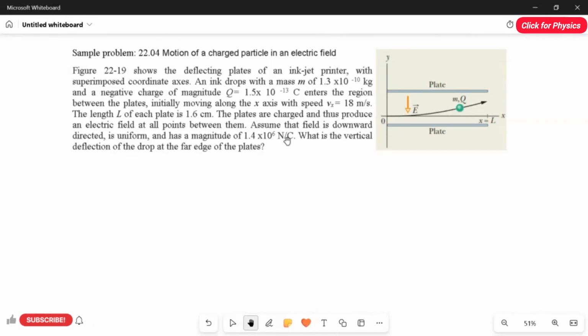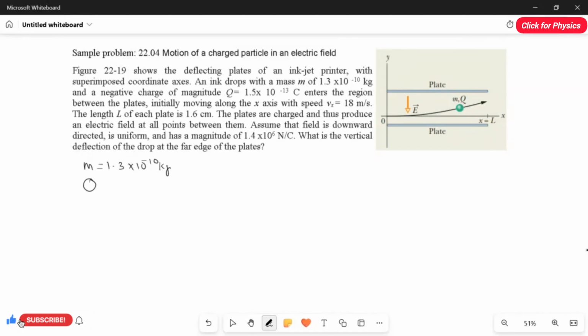Now, when the droplets travel between these plates, they will be deflected towards the edge of the plate. So we are going to find the deflection value of these drops of ink. Clear? Here, first of all, let's write the given. The mass of the droplet is mentioned here. Its value is 1.3 × 10^-10 kilogram.